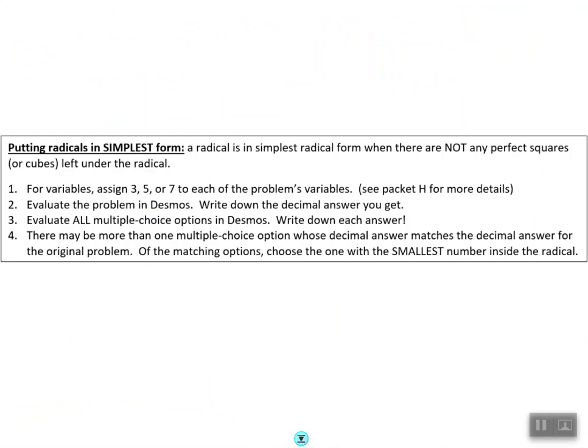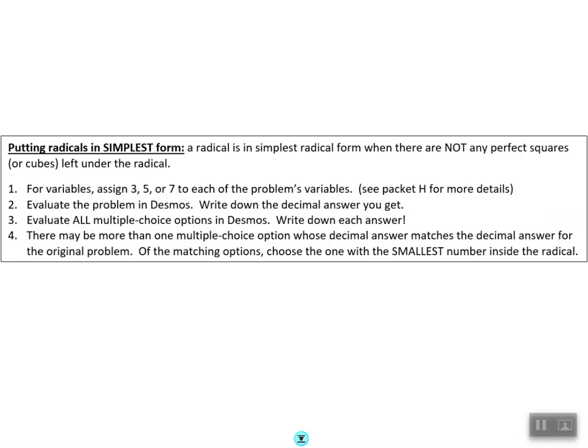First, let's take a look at putting radicals in simplest form. A radical is in simplest radical form when there are not any perfect squares, or cubes if we're talking about cube roots, left under the radical. We are going to use Desmos to help us as much as possible with these problems. So first, if there are variables, you need to assign 3, 5, or 7 to each of the variables. If you need more details on this, watch the video for packet H.